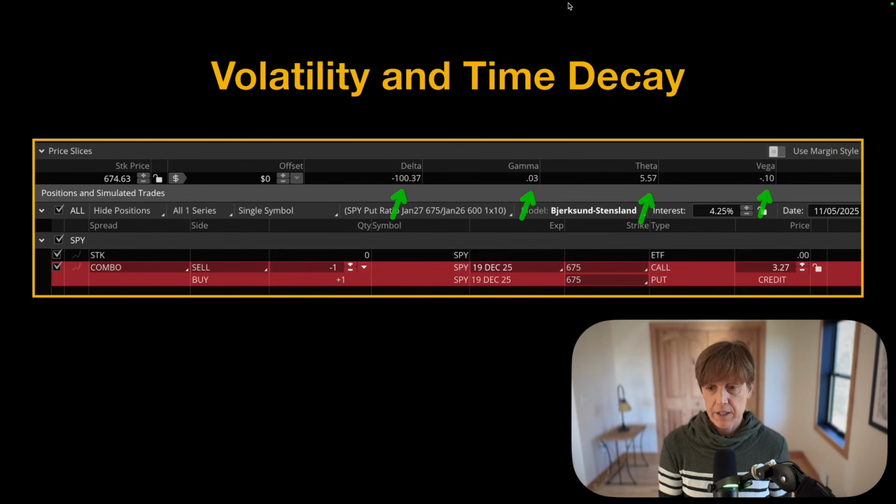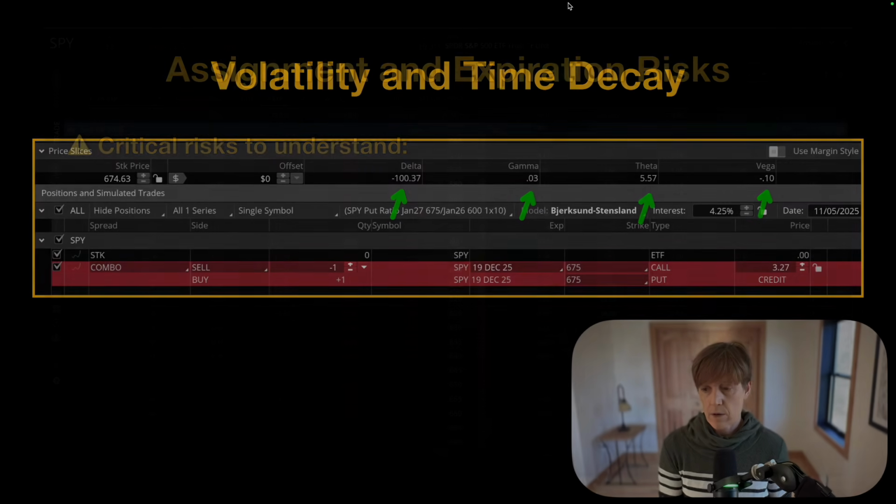And I populated a screenshot here of a synthetic short position in SPY, and the Greeks are highlighted with the green arrows, and we can see here that this position has a negative delta of 100, a gamma very close to zero at 0.03, a theta of positive 5.57, and a vega very close to zero. It comes in at negative 0.10.